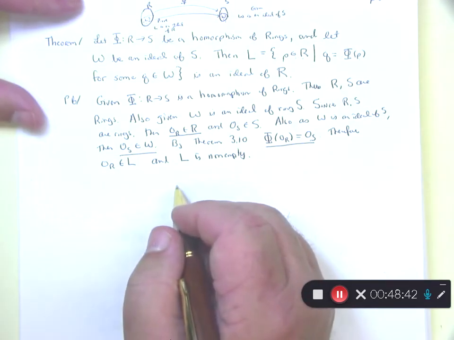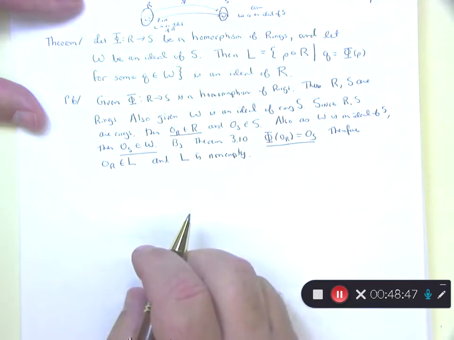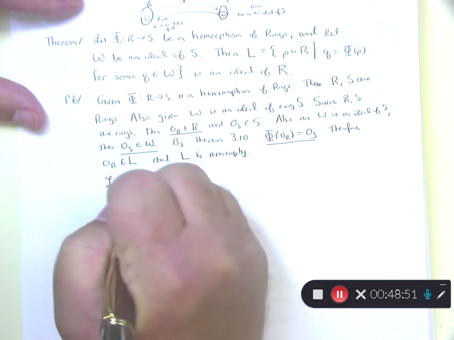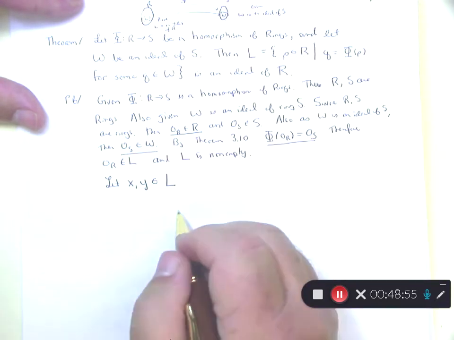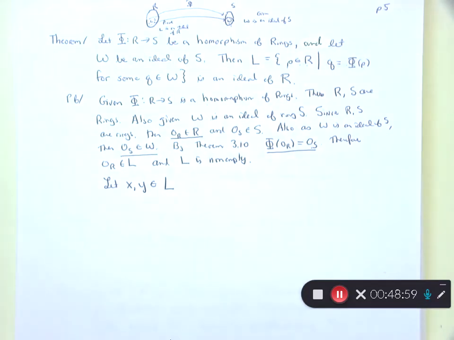Continuing on. Now I need to show closure under subtraction. So I have to give myself two elements. Let my favorite two guys, x and y, be an element of this set L. Now that I've proven it's non-empty, I'm allowed to grab a couple of elements, x and y. Let x and y be elements of L.